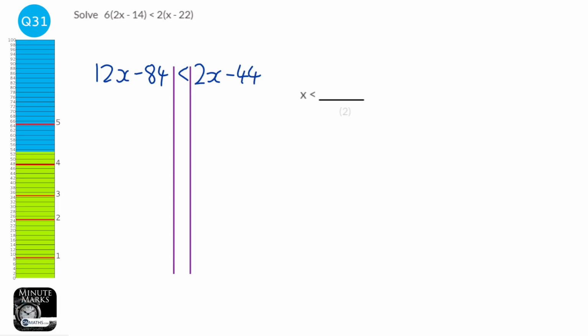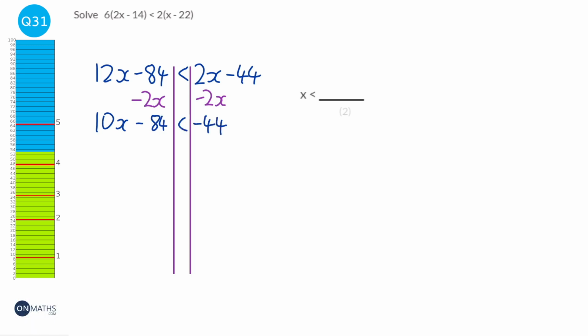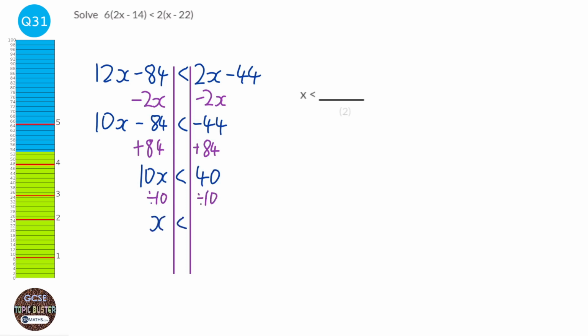And the rule is that we get rid of the smaller amount of x. So we've got 2x here and 12x on the other side. So we're going to subtract the 2x from both sides. And so that'll give us 10x minus 84 is less than minus 44. So we've got minus 44 there, but that won't be a problem because we're going to add 84 to both sides. And so we've got 10x is less than 40. And then we're going to divide both sides by 10 to get what x is less than. And that would be 4. So our answer is x is less than 4.